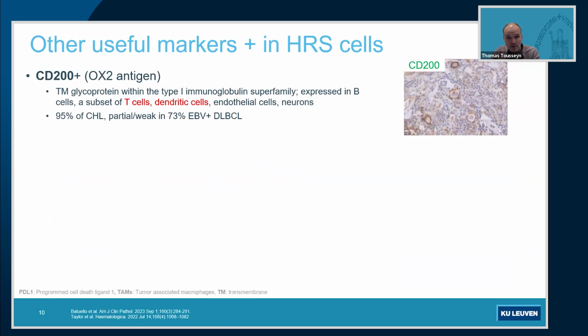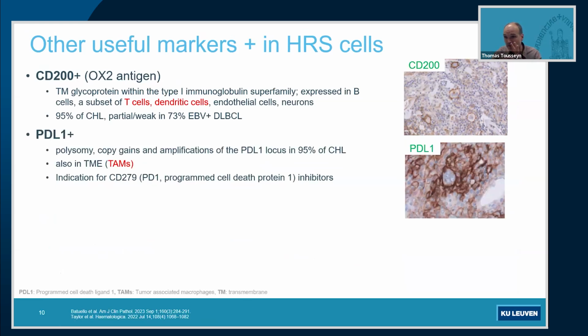Another recently published marker, CD200, is one we tried to establish. It stains the Reed-Sternberg cells nicely, as you can see here, but there's also some background cell staining. So some T cells and some dendritic cells are staining. So I personally don't like that one. Also, it's not so useful in the differential, for example, between Hodgkin lymphoma and LBCL, because they also tend to stain.